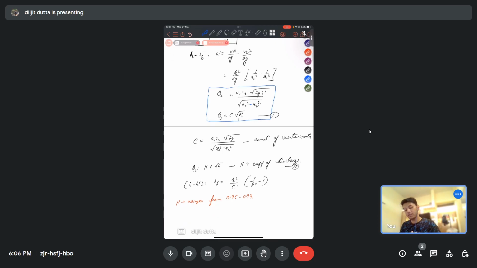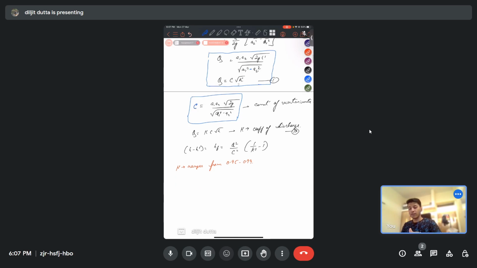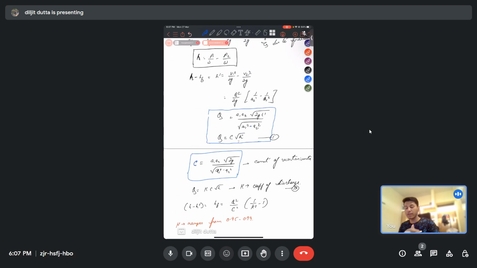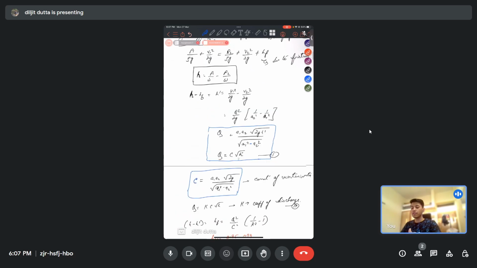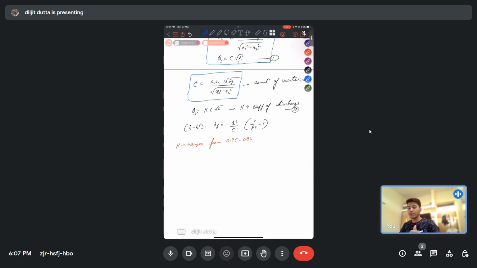Now, the term a1 a2 into 2g by a1 square minus a2 square is called the constant of the Venturi meter. Theoretically, this is the discharge, the flow that we should get when we do the measurements. But when we are doing measurements, we won't get this discharge.